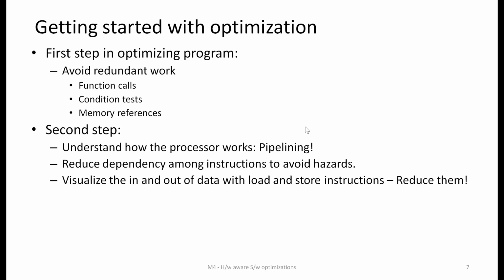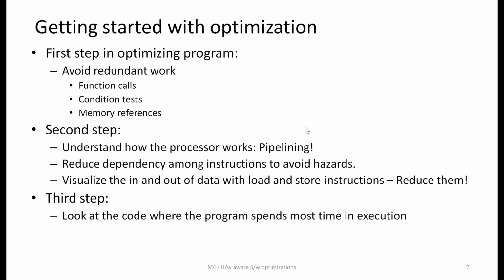In addition, we should visualize how the data is moving in and out of the processor pipeline to the caches using the load and store instructions. Because the caches have limited size, and whenever there is a cache miss we need to stall the pipeline, so on and so forth, we can try to reduce unnecessary load and store instructions. The third step is to look at the code where the program spends most of its time in execution. It means that we should do a trial run of the program, popularly called profiling. When we do that, we will know the blocks of the program where most of the time was spent. Now we need to specifically focus on that portion of the code and optimize it further.